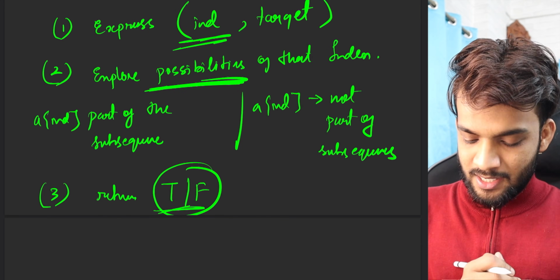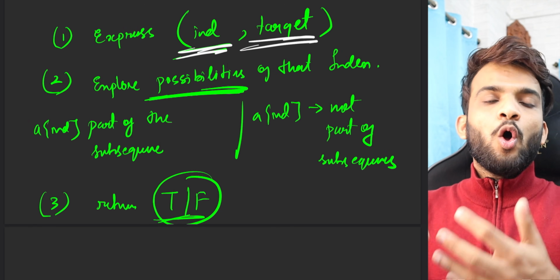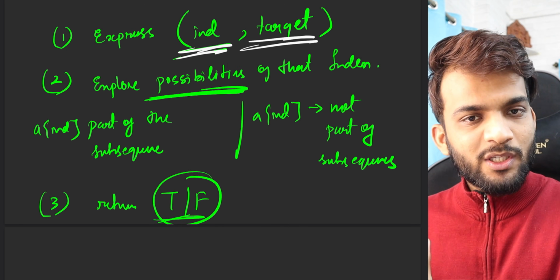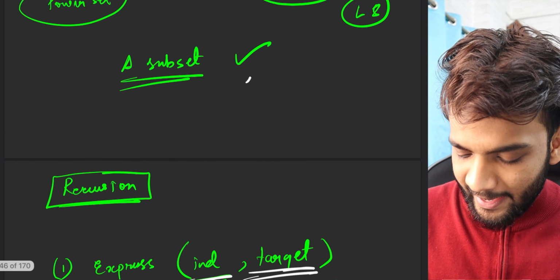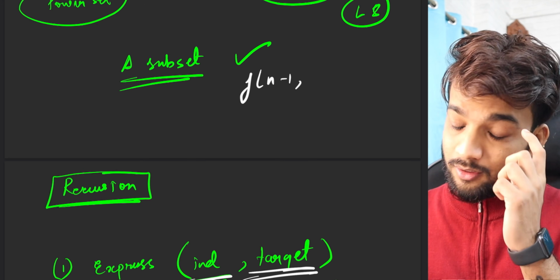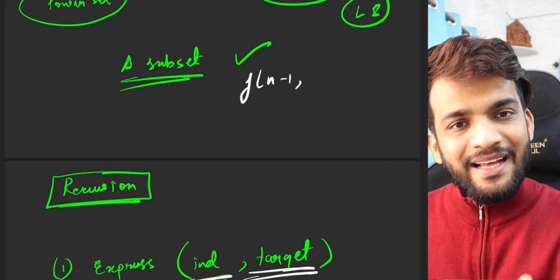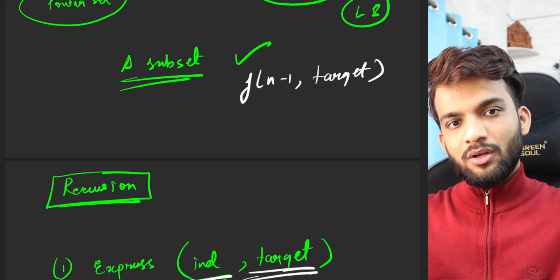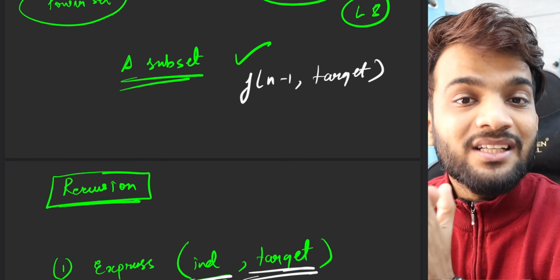Now the question arises, how do I start with index? How do I start with target? Always remember what I am looking for: the entire array, and whether there exists a subsequence with the given target. So I'll express it as f of n minus 1, target. In the entire array till index n minus 1, does there exist a subsequence with the target? That is what the recurrence tells you.